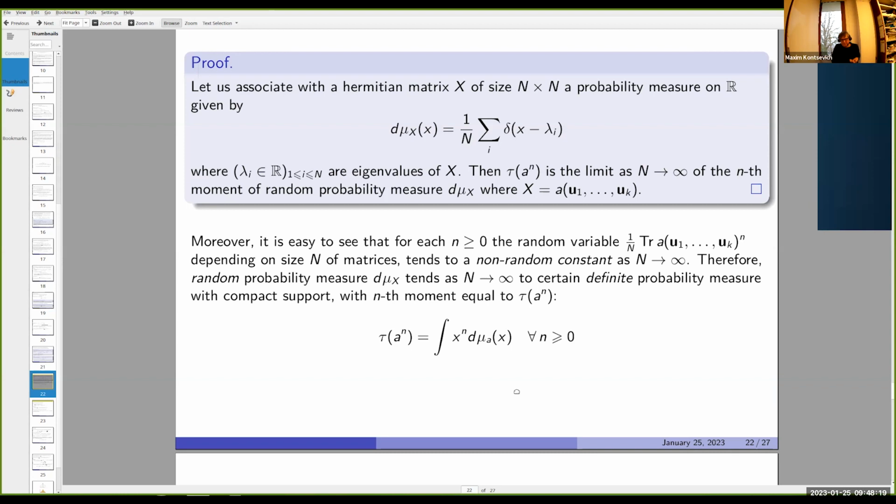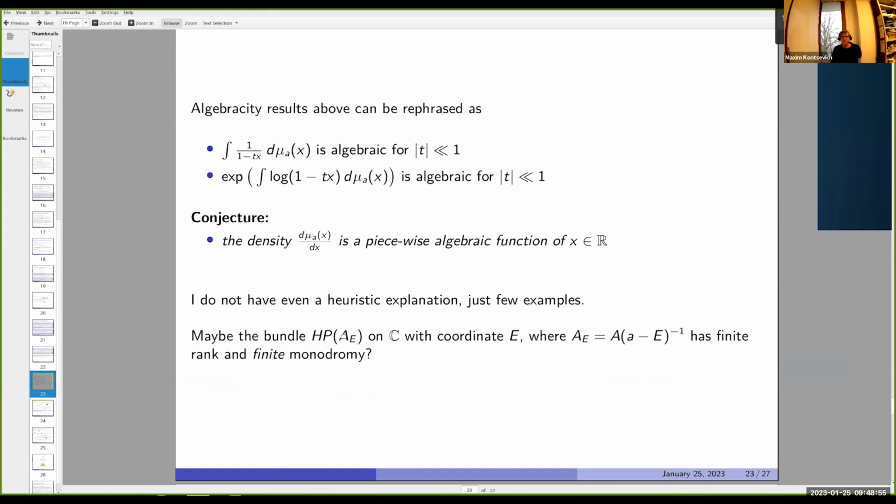And so this random probability measure tends to a certain definite probability measure with compact support, with nth moment equal to this trace of a to the power n. So it's a pretty neat, simple probabilistic interpretation of what goes on. And actually, I realized it only recently, a couple of months ago.